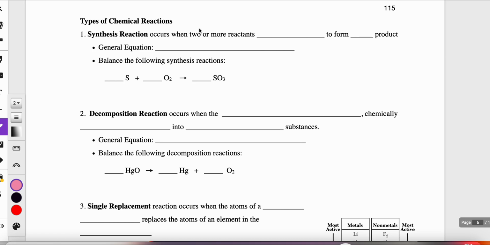Page 116 and types of chemical reactions. You need to know the names of the reactions and to be able to classify or predict the type of reaction. So here we go.